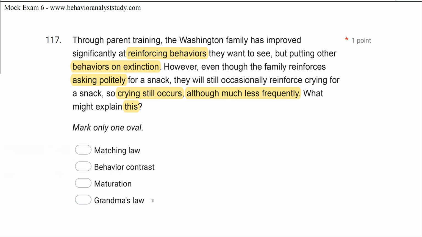Grandma's law, or the Premack principle, is when we give the opportunity to engage in a highly preferred response or high probability response as reinforcement for engaging in a low probability one. In summary, right, matching law is the only one that fits. Behavior contrast, maturation, and grandma's law really have nothing to do with this particular question. This is a good question testing your fluency. If you're fluent in all four terms, this should be very, very simple.